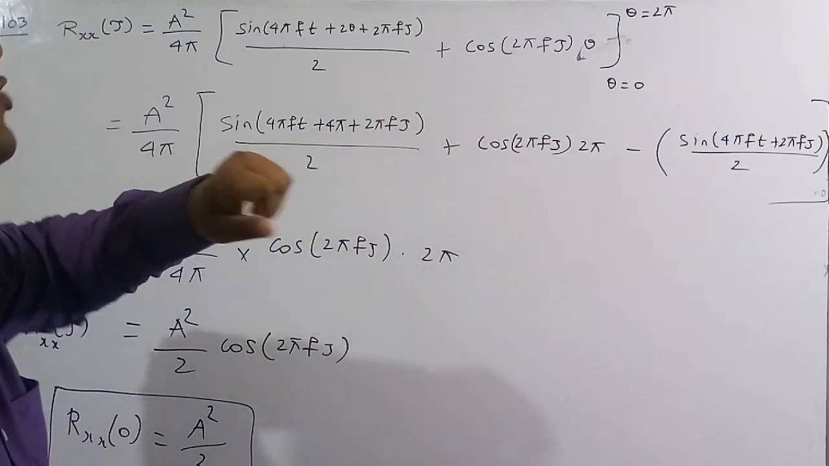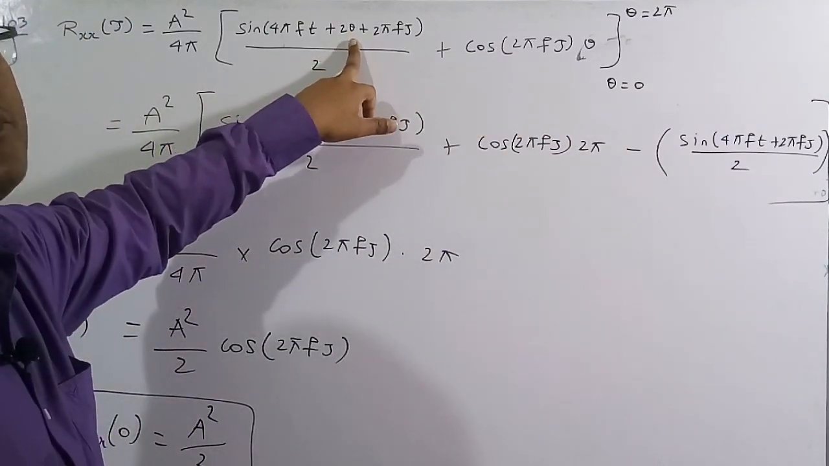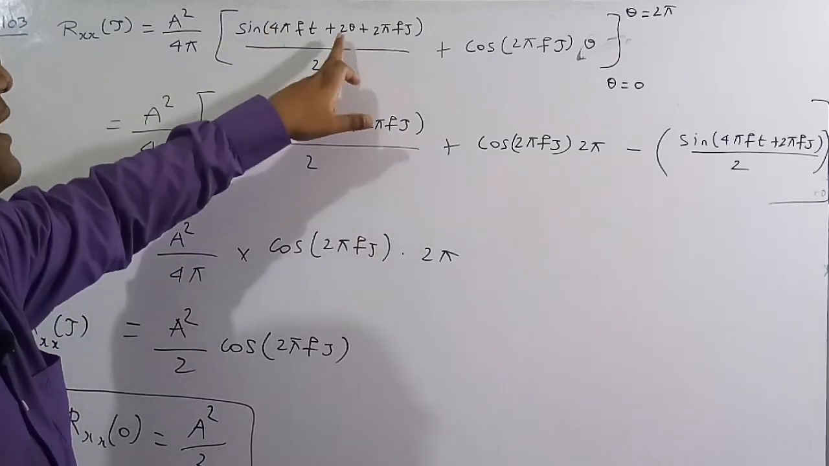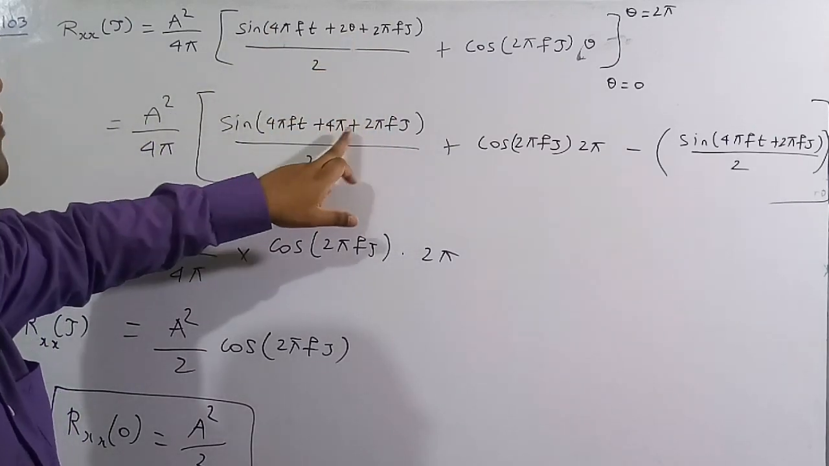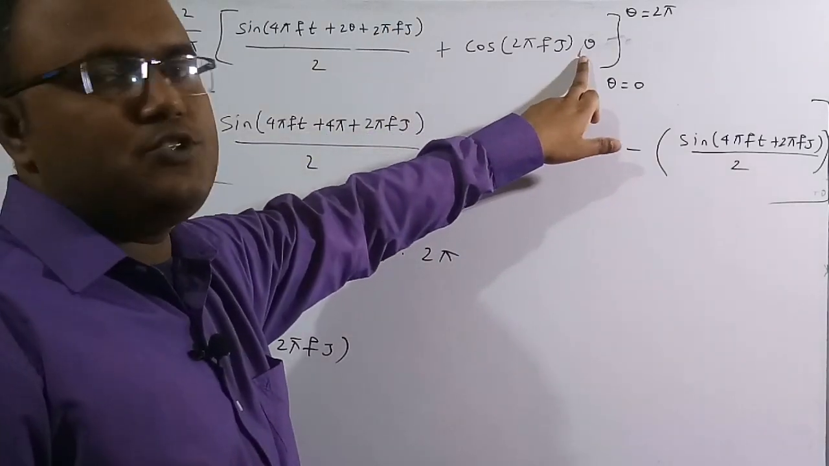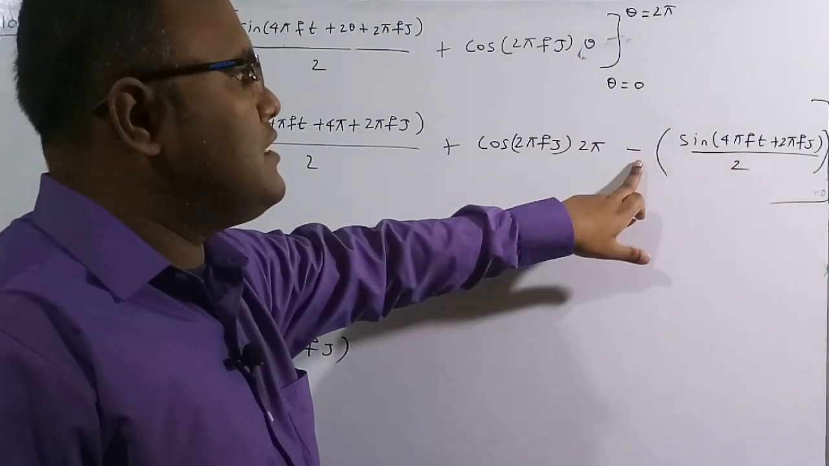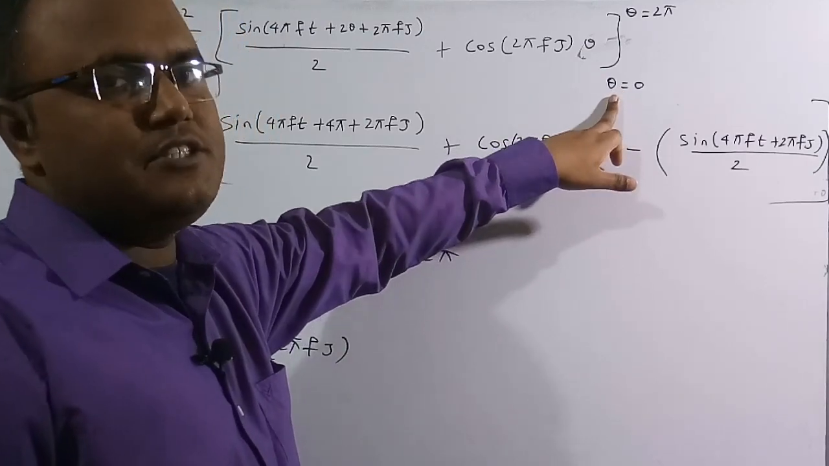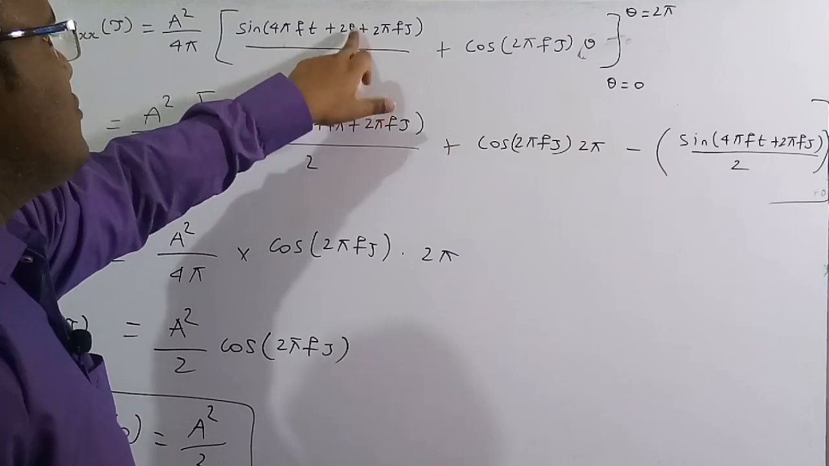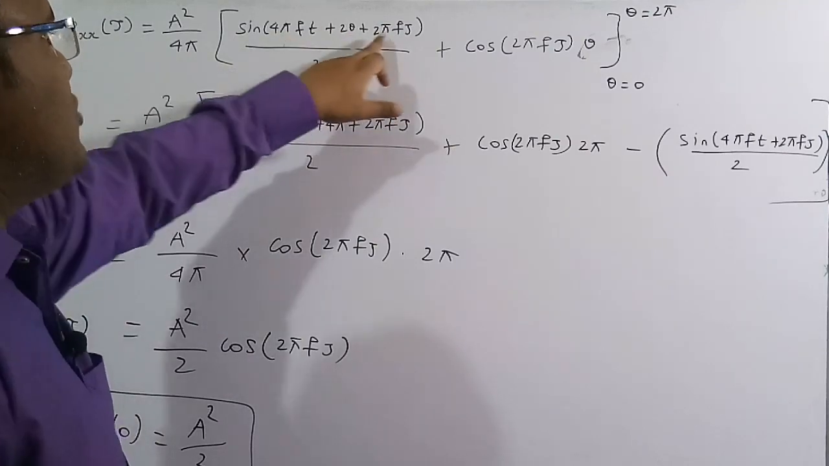Upper limit is theta equal to 2 pi, so wherever theta is there, we substitute 2 pi. So 2 into 2 pi is nothing but 4 pi. Remaining everything is the same except that 2 theta is replaced with 4 pi. Here also theta has to be replaced by 2 pi, minus the lower limit. When theta is equal to 0, 2 into 0 is again 0, so the remaining things are going to be present.